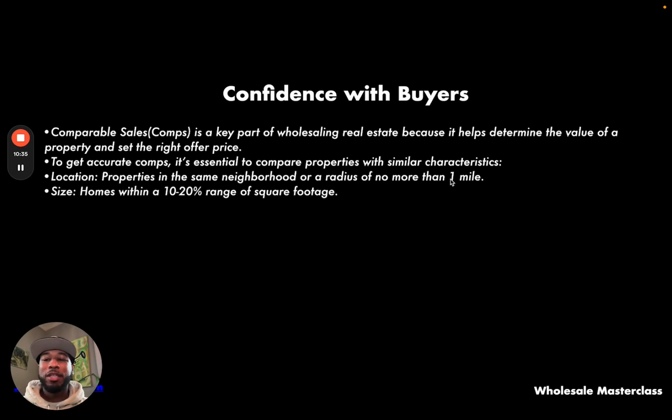Size. So homes within a 10 to 20% range of square footage. Typically, the traditional row house in Baltimore is 1,400 square feet, give or take. So 10 to 20% of that is, what's that? 140, right? Plus or minus. So plus would be 1,540, minus would be 1,260. So just in that range, 10 to 20%.